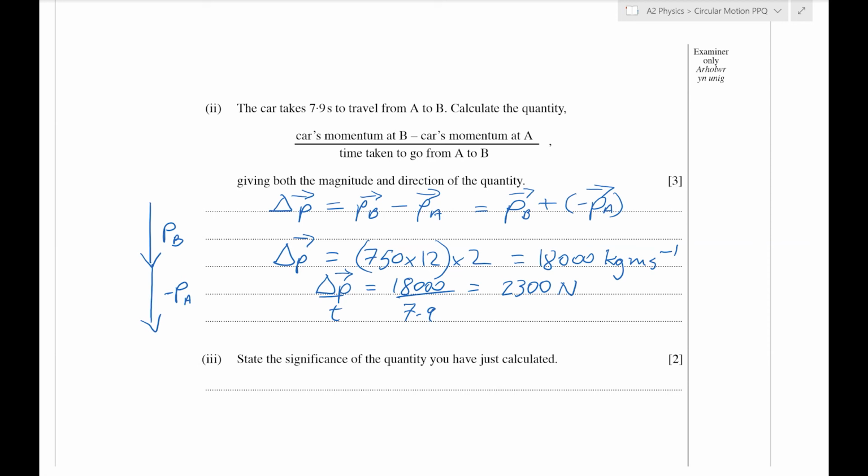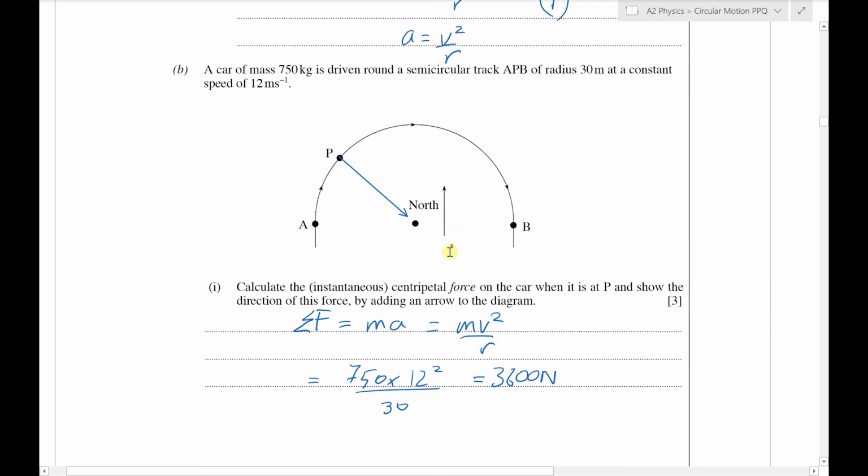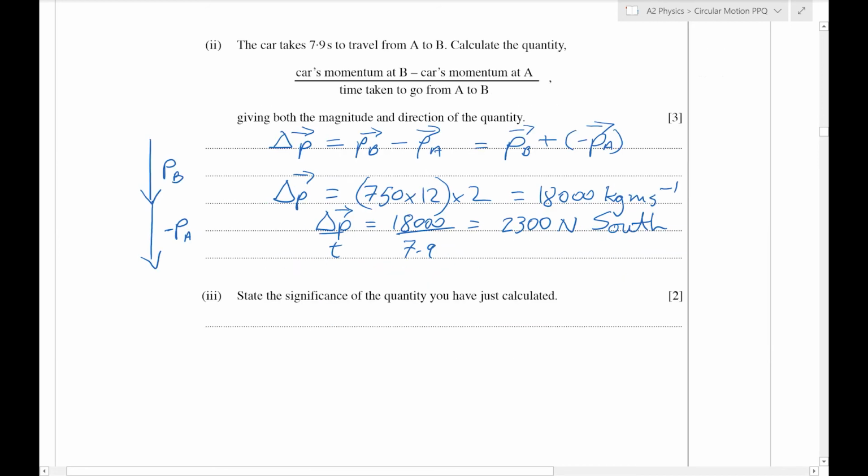The direction of the quantity, well, we've got a north direction marked on the diagram here, and looking at our vector diagram to the left, we can see that the direction of this would be to the south. State the significance of the quantity that you've calculated. As I mentioned in the last part of the question, it's a force, and it is the average force or the mean force acting on the object as it moves from A to B.